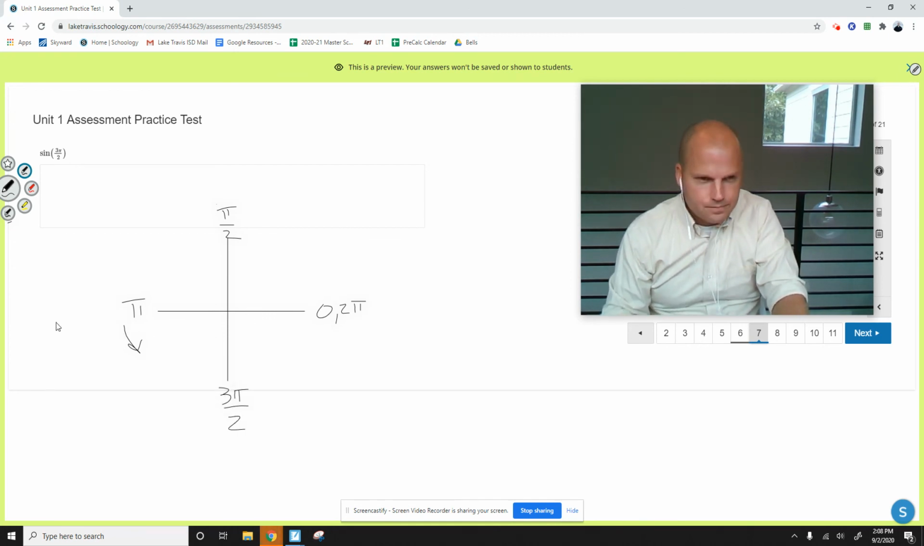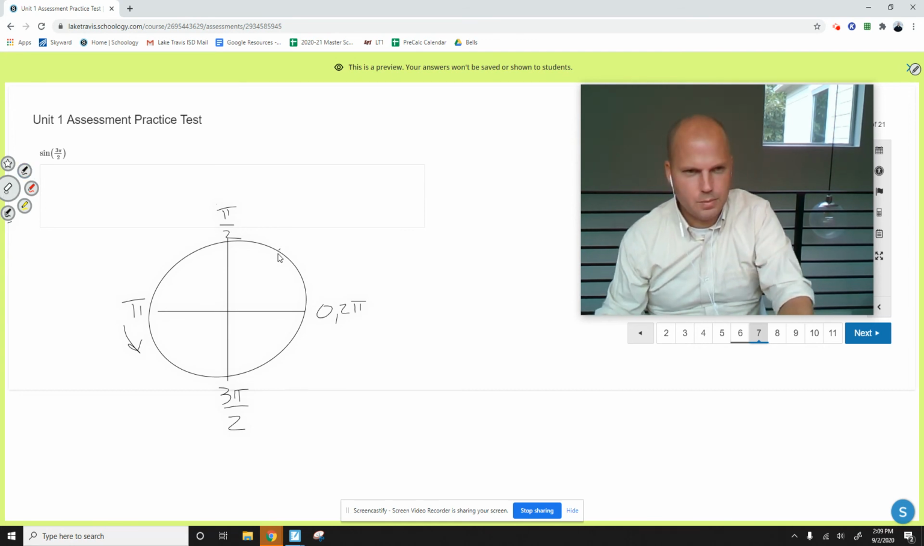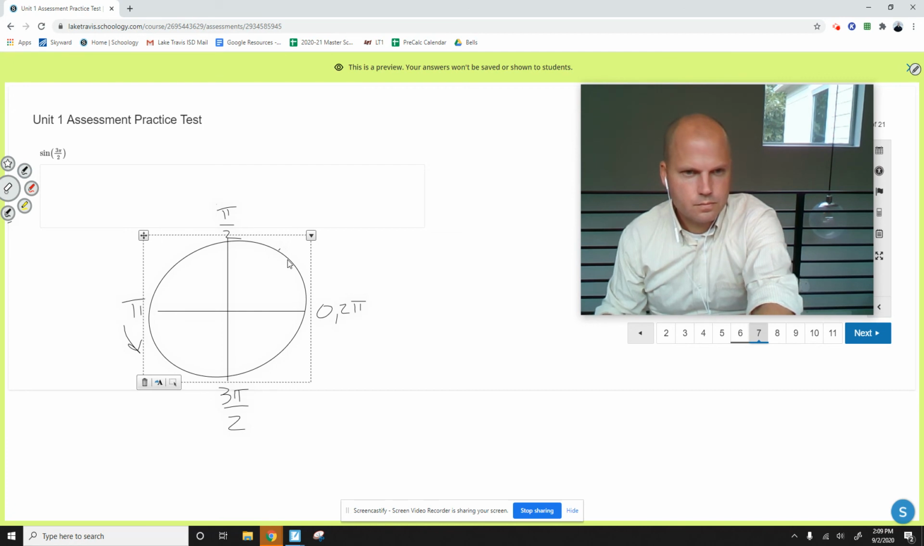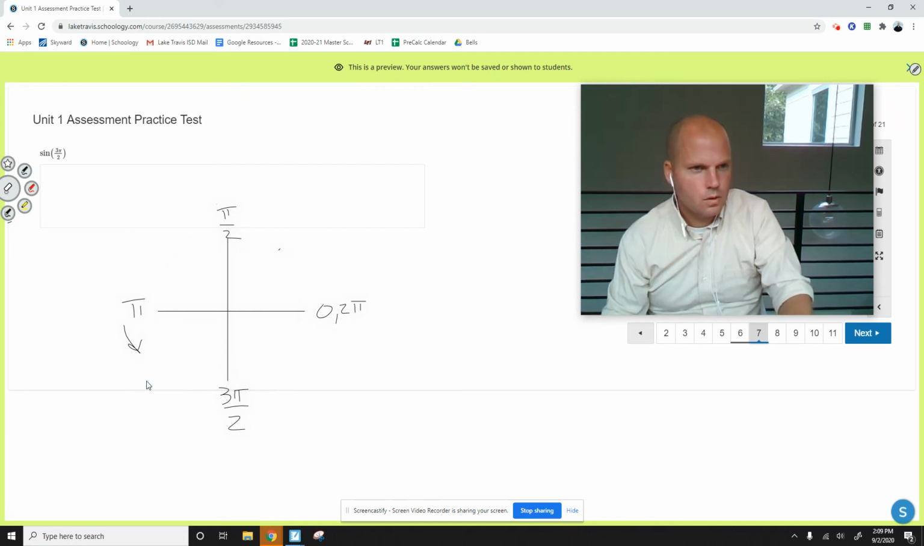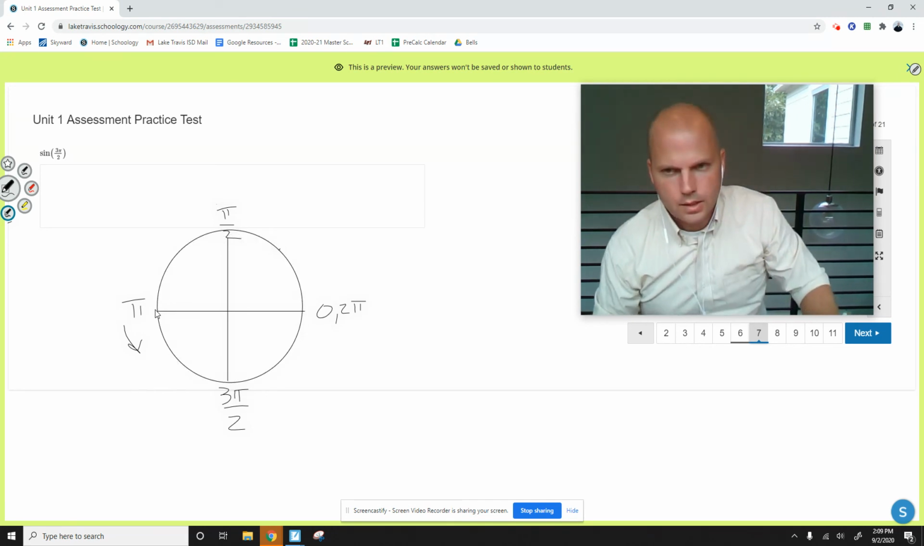Okay, now sine. I'm going to draw my circle just for this one example. Ooh, it's like an oval, but it will have to do. No, it's not going to have to do. I can do better. Come on, circle. Boom. Okay.